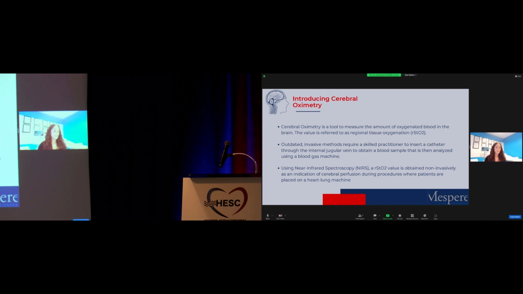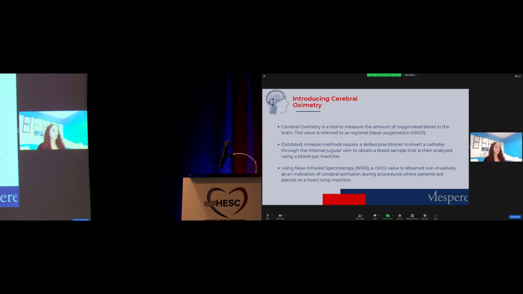So in the recent years, cerebral oximetry has been adopted as an important physiological parameter to really be monitored during surgery. The outdated and sort of invasive methods have required a skilled practitioner to insert a catheter through the internal jugular vein to obtain a blood sample that is then analyzed using the blood gas machine. So although this method has been used in the past, there are a few issues with it.